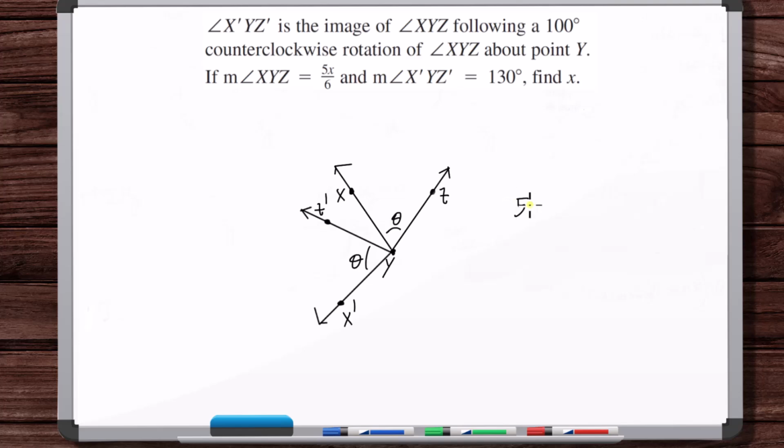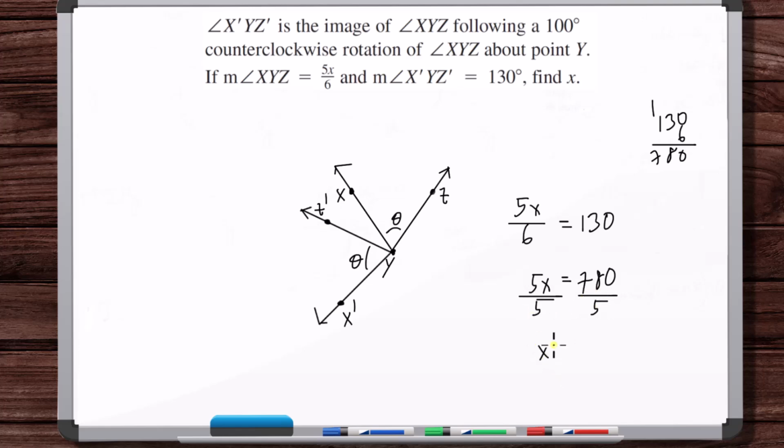So all we need to do is just set 5x divided by 6 equal to 130. 130 times 6 is 780. So 5x is equal to 780. So x is 156 degrees. Yeah, I guess that'd be in degrees. There you go.